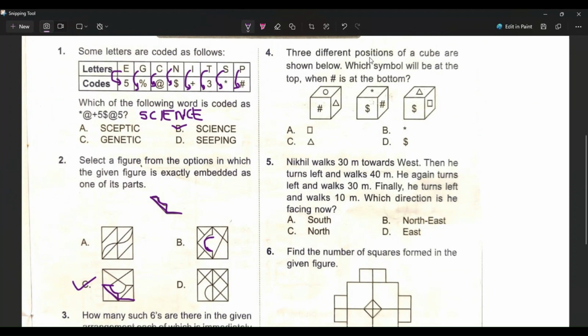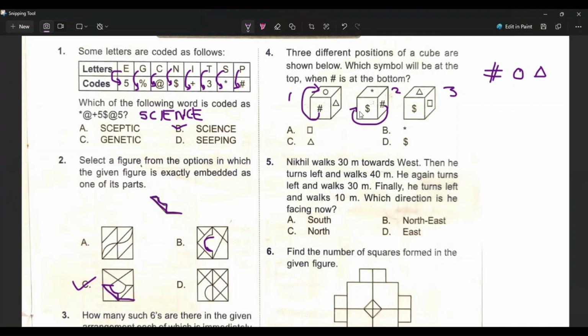Now fourth question. 3 different positions of a cube are shown below. Which symbol will be at the top when hash is at the top? See, this is the cube, first, second, third. So in these cubes, few are common. So let's take first two. Here hash is common. So if you rotate this cube clockwise, hash, circle, triangle, and so hash is repeated in this cube.